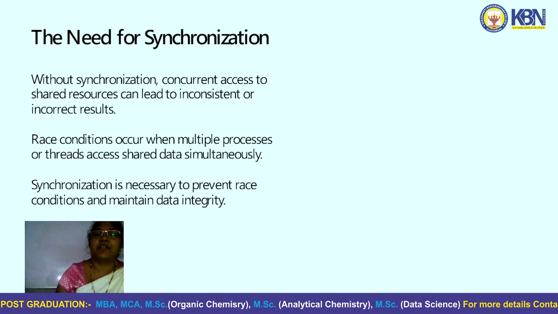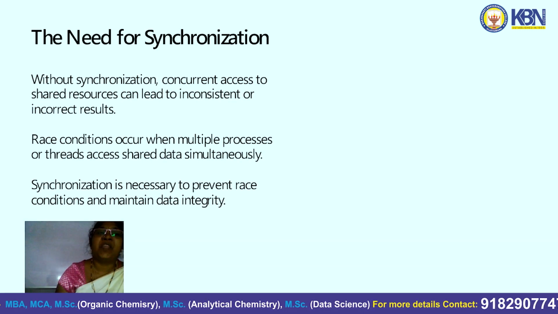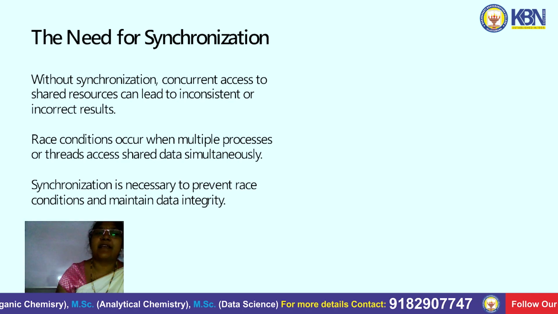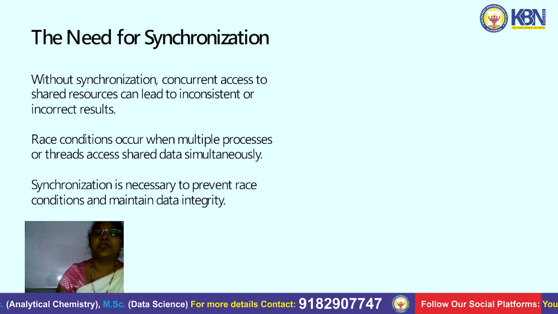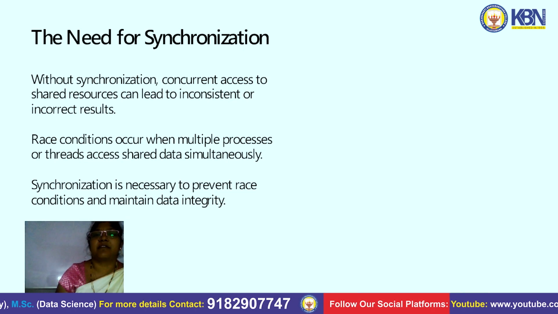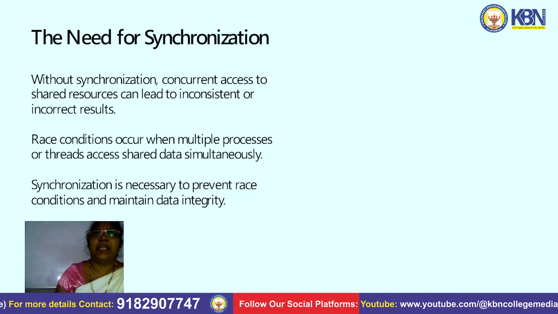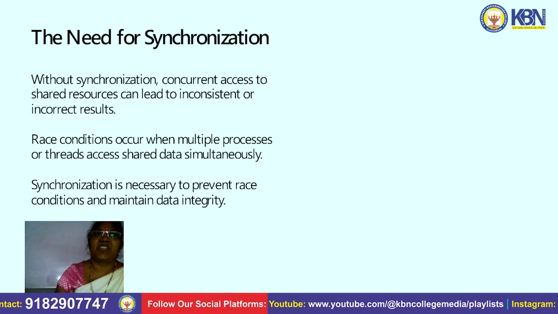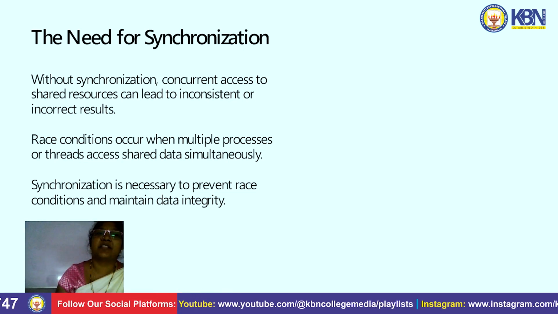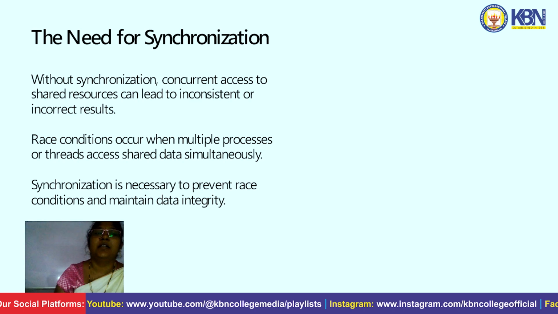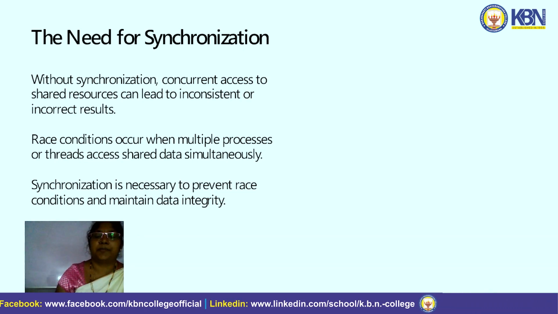Need for synchronization. So what is the need of synchronization? Without synchronization, concurrent access to shared resources can lead to inconsistent or incorrect results. Maybe at a time A and B will change, but sometimes we will get a confusing state. We call it inconsistent data. Race conditions occur when multiple processes or threads access shared data simultaneously. So that's why we need synchronization tools, necessary to prevent race conditions and maintain data integrity. See the next one.